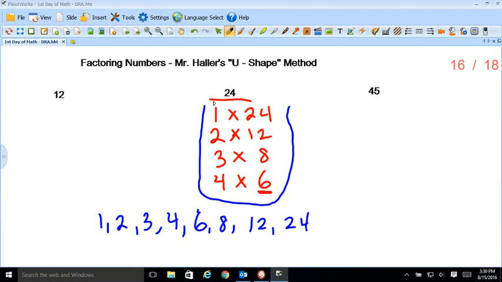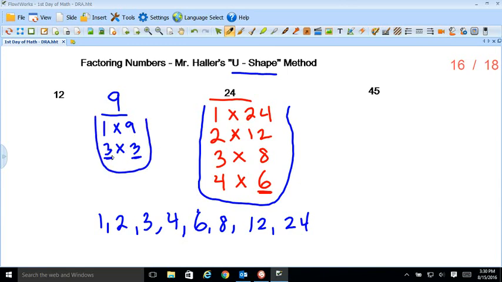So in the U-shaped method, you keep going in number order until you come to a number that you already have on the right-hand side. Or, if it was a perfect square, like 9, for example, 1 times 9, and then 3 times 3, the number is multiplied by itself. That also tells me to stop. And then once you stop, that means you found them all. Follow a U-shaped pattern. Use your divisibility rules, and you will find all of the factors of any number. This is how you use Mr. Haller's U-shaped method.